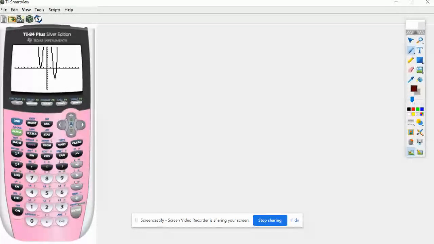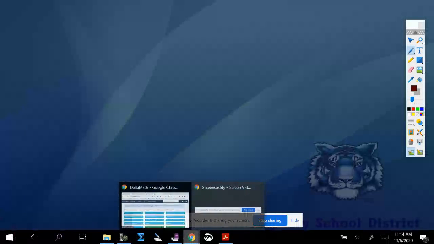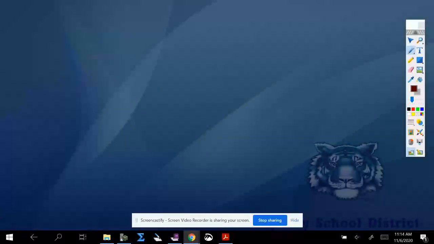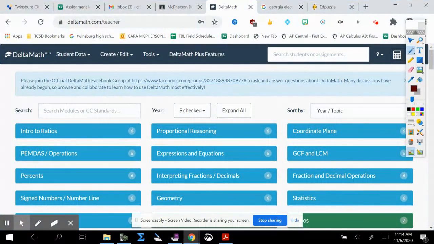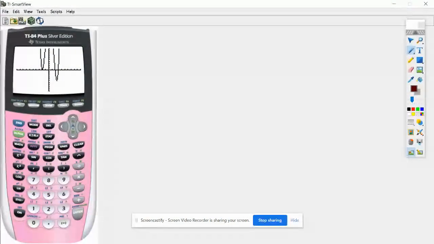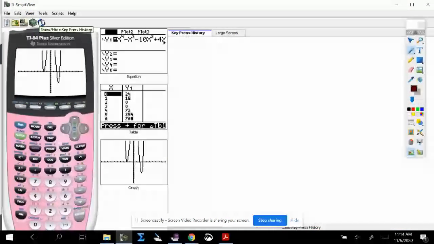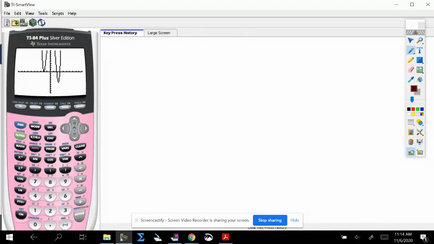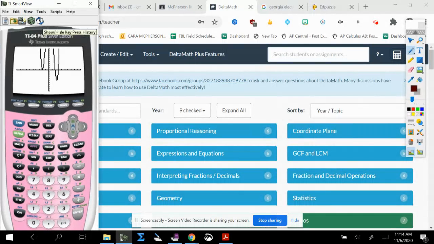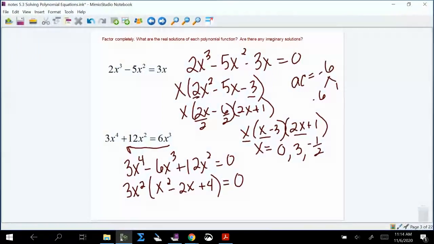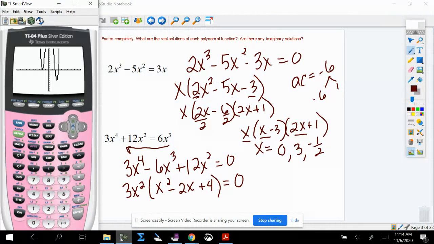And I don't want all of this stuff here. Hold on. My calculator. There we go. I want to get it so it's just the calculator, and it doesn't want to get that small. Okay, there we go.